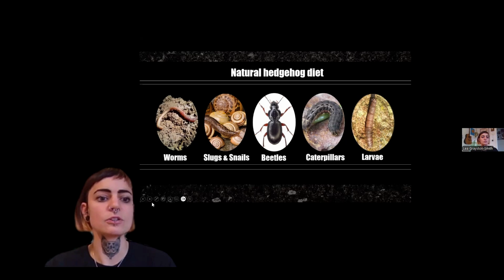Now we know that hedgehog diets are rich in invertebrates and insects. So things like worms, slugs and snails, beetles, caterpillar and fly larvae all feature really heavily in their menu. They will eat vertebrate prey where available, and this is usually in the form of things like birds, eggs, chicks and fledglings, or roadkill and carrion.